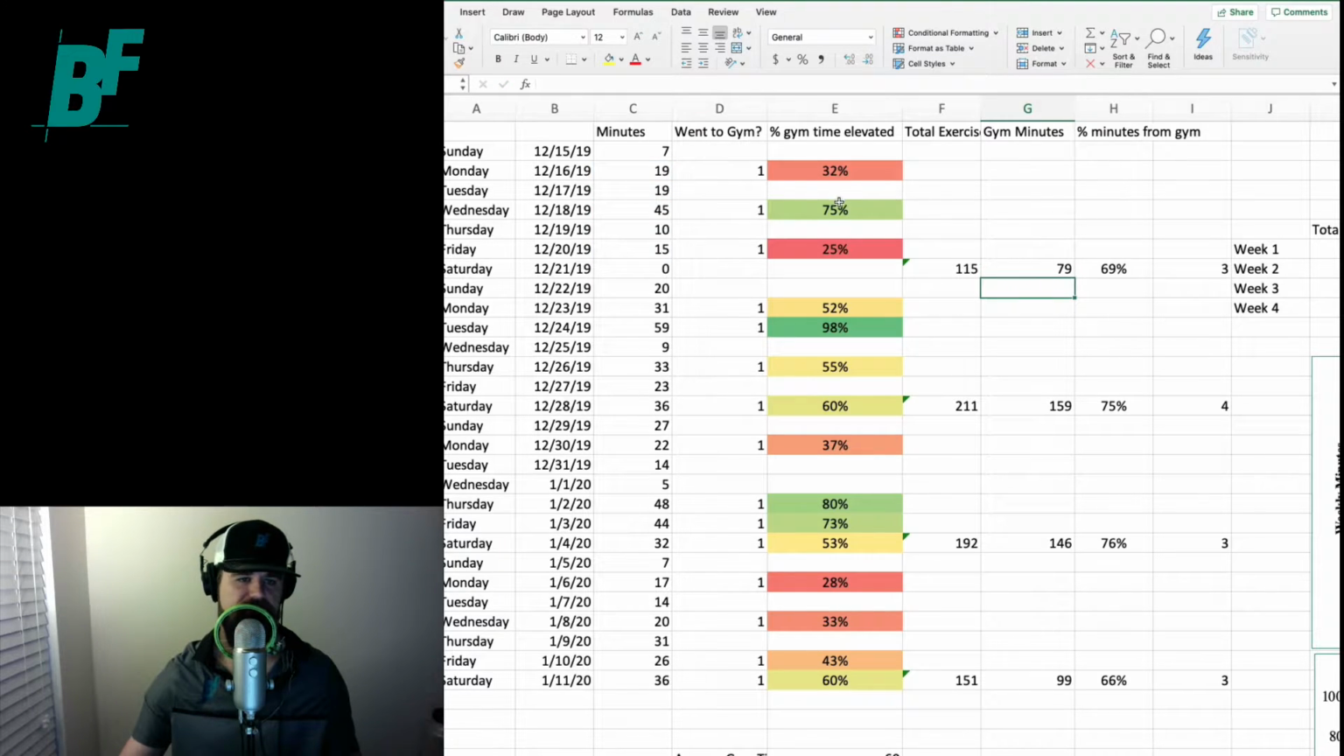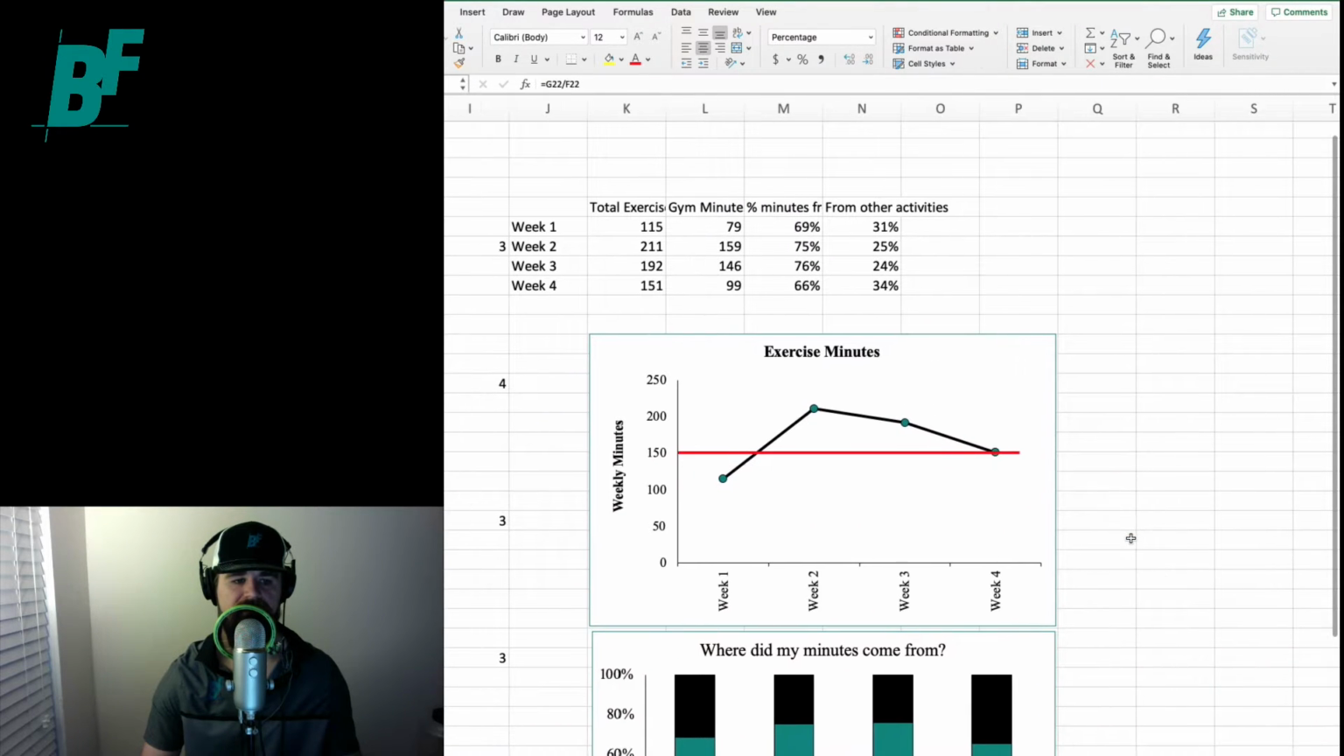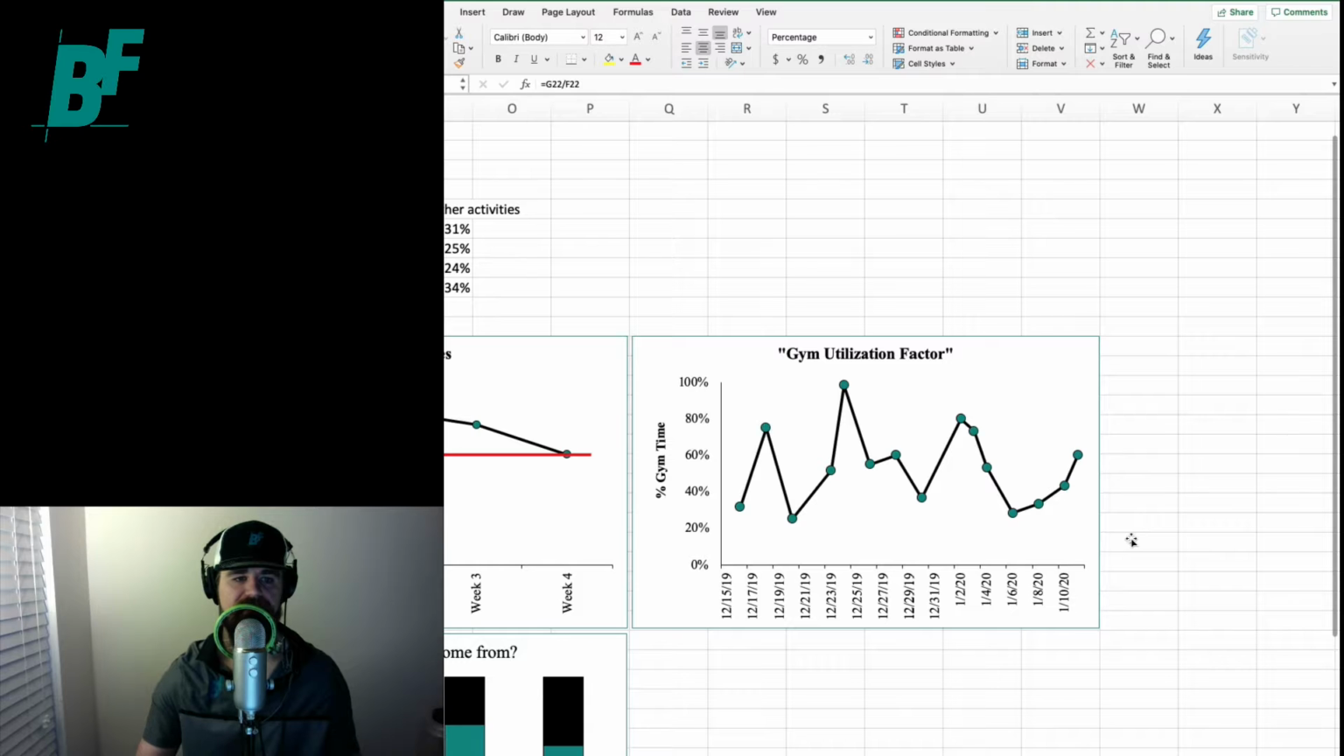Again, I pulled that directly from the app, how many of these minutes came from the gym. So 79 out of 115 minutes during that first week was gym time. So I did that for each of the 4 weeks. And so this is that next chart.